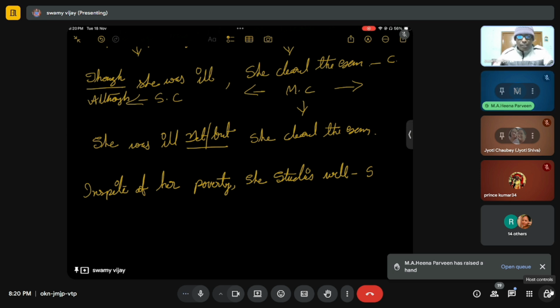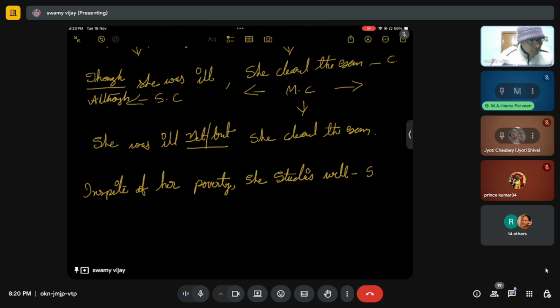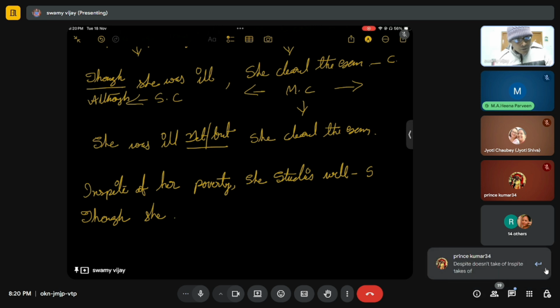Okay. Now transform this into complex. In spite of her poverty, she studies well. Transform this. Though she is poor. Okay, "despite" doesn't take "of", "in spite" takes "of". Okay, in spite of her poverty she studies well.